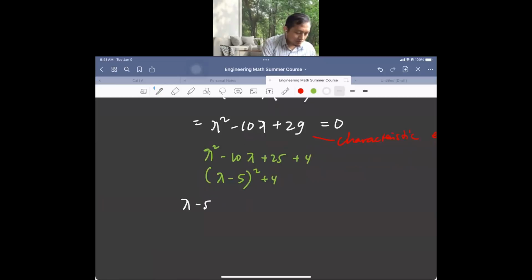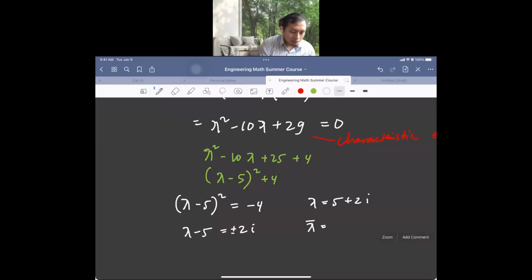Now we have lambda minus 5 squared equal to negative 4. So lambda minus 5 is the square root of negative 4, which is plus or minus 2i, right? So lambda 1 is 5 plus 2i. Or we set the lambda with the line over it to make the conjugate. The second one is 5 minus 2i.